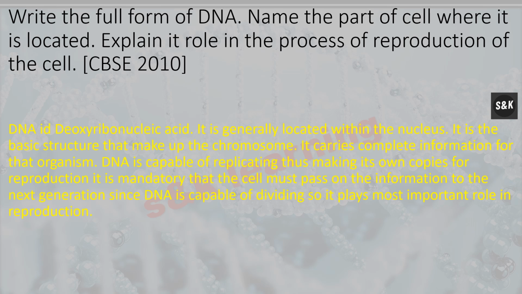DNA is deoxyribonucleic acid. It is generally located within the nucleus. It is the basic structure that makes up the chromosome. It carries complete information for that organism. DNA is capable of replicating, thus making its own copy for reproduction. It is mandatory that the cell must pass on the information to the next generation, and since DNA is capable of dividing, it plays the most important role in reproduction.